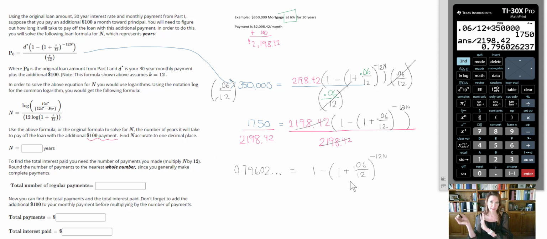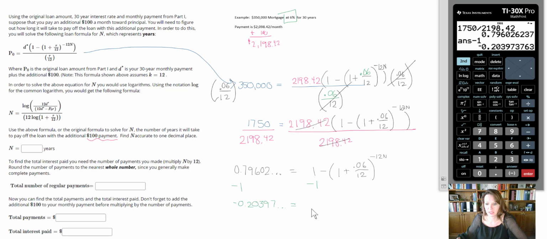Again, I want to isolate the variable, which is my power, by moving one step at a time. Usually the furthest away is what you're trying to undo. So I'm going to minus the 1. And then what we have on the right-hand side is we still have this negative that we didn't get rid of. So I have a negative and then 1 plus the 0.06 divided by 12, all to the power of negative 12n. At this point, what we want to do is, again, eliminate that negative or subtraction that was in front of the parentheses on the right-hand side.